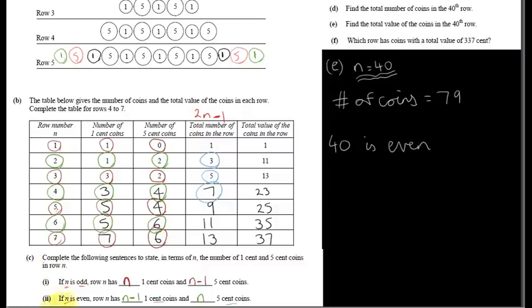So we saw in C part 2 that if n is an even number, then that row has n minus 1 1 cent coins. So that means we have 40 minus 1 1 cent coins. Well, 40 minus 1 is 39. So we have 39 multiplied by 1 equals 39 cents. We have 39 cents worth of 1 cent coins.